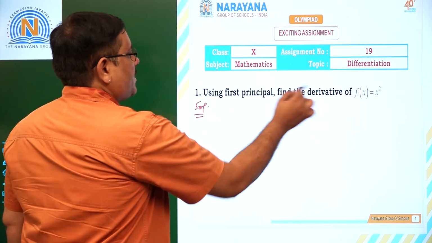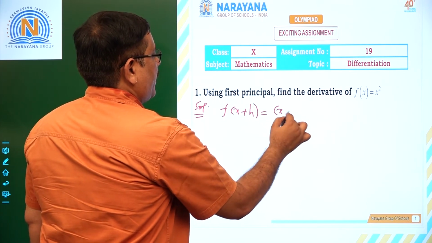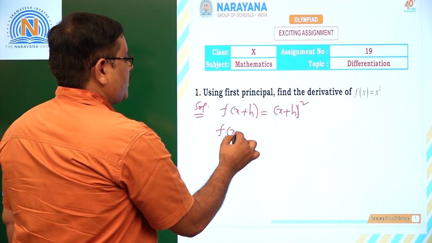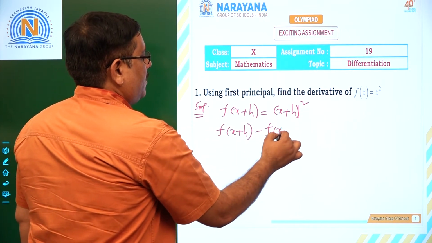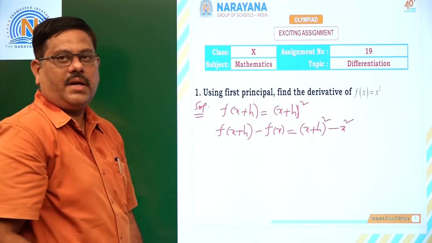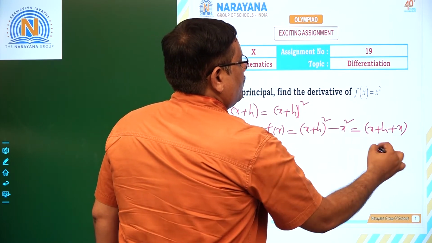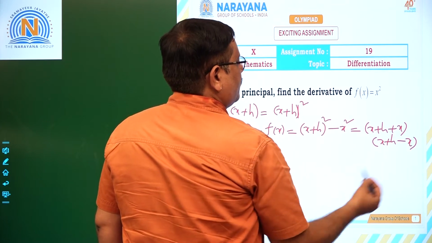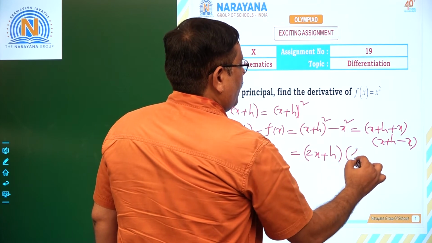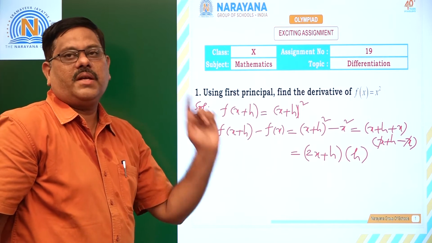Solution: f(x) is given. First, let me find out f of x plus h here. What is that? (x plus h) whole square. Now, what is f of x plus h minus f of x for us? That is nothing but (x plus h) whole square minus x square. Right? So, that is otherwise (x plus h plus x) into (x plus h minus x). That is otherwise (2x plus h) into h, because x and minus x cancel. That is the value of f of x plus h minus f of x.